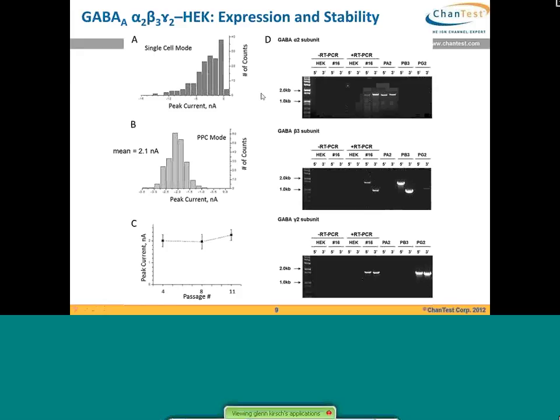When we look at the functional characteristics, here the Barracuda running in single cell mode, we see a dispersion of single cell results, indicating that there are some cells in the mix that have very high levels of expression, let's say in the range of 10 nanoamps. But most of the cells are in the range of about 2.5 nanoamps, and there are a few that don't show much expression. So that's the dispersion you would measure in single hole mode. We can reduce the dispersion by recording in the population patch clamp mode, where you're looking at averages of 64 cells in each well. When you do that, the mean current becomes distributed in a Gaussian fashion around the 2.1 nanoamp average.